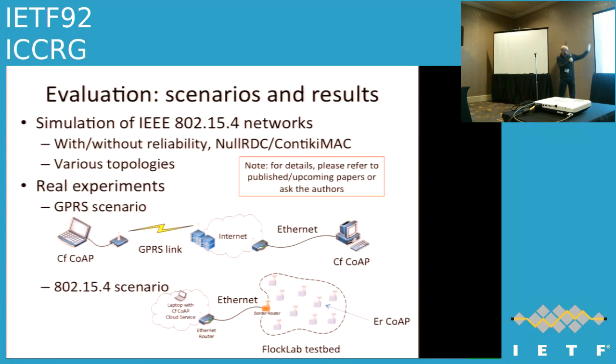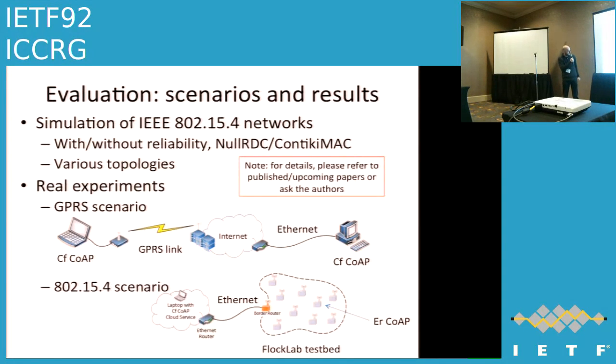So now let's focus a bit on these scenarios where we have performed the experiments that will be shown in the next slides. First of all, there is a GPRS scenario, which comprises a laptop which implements Californium, running a number of clients in parallel, which access the internet through a GPRS link, and then at the other end of the path, there is a PC running Californium and running a server.